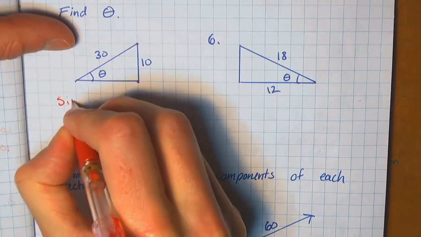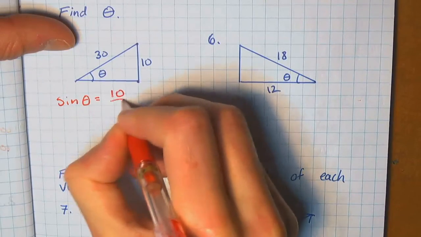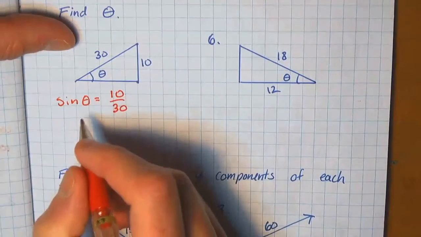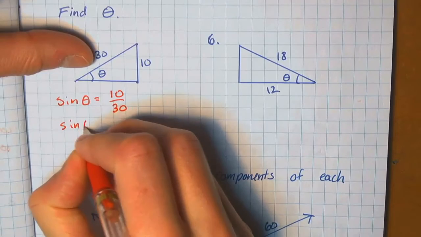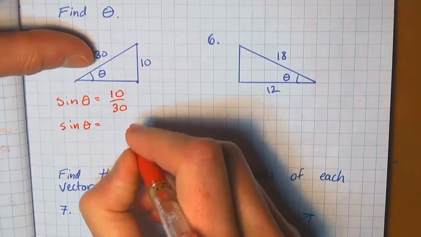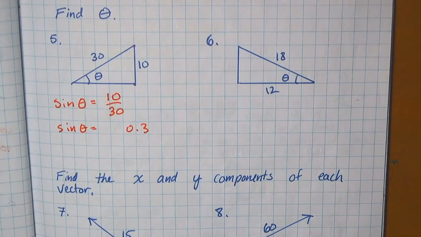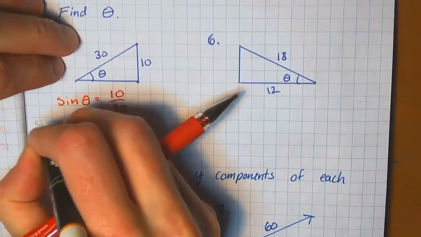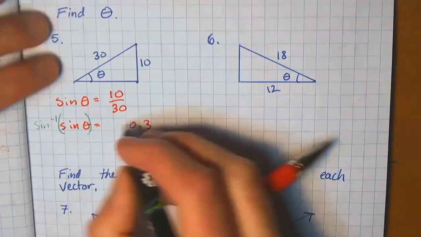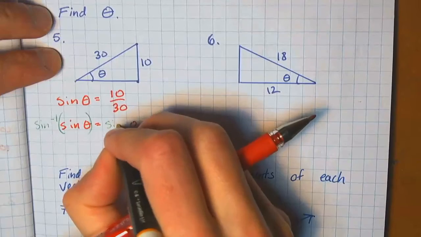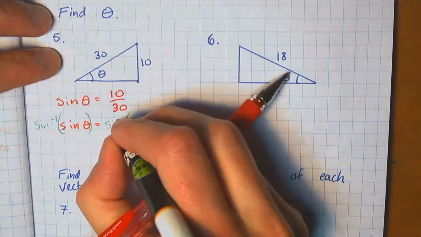So sine of theta, right? I don't know what theta is, so I leave it there. It is going to be equal to 10 divided by 30. So sine theta is equal to 10 divided by 30, which is 0.3. So what I have to do is inverse sine both sides. I do that to that side to undo the sine. And if I inverse sine one side, I have to inverse sine the other side as well. So that's got a little negative sign, -1 here.